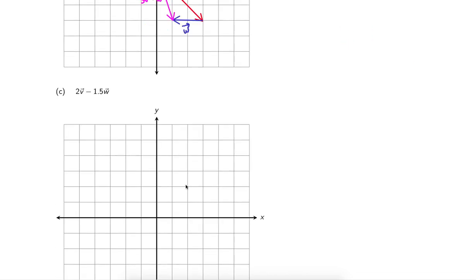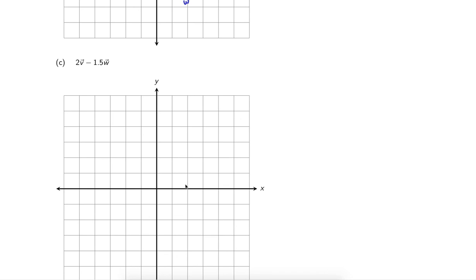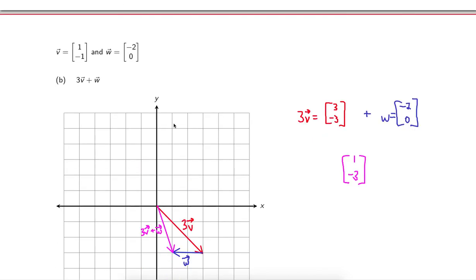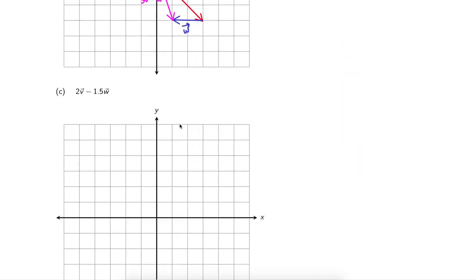All right, last up, part C, we have 2 times vector v minus 1.5 times vector W. Well, 2 times vector v, if v is at 1, -1, so we have 2 times the vector 1, -1. And then we're going to subtract 1.5 times vector W, which I think was -2, 0. I'm getting old. Yeah, -2, 0. Okay, good. Not that old, I guess.